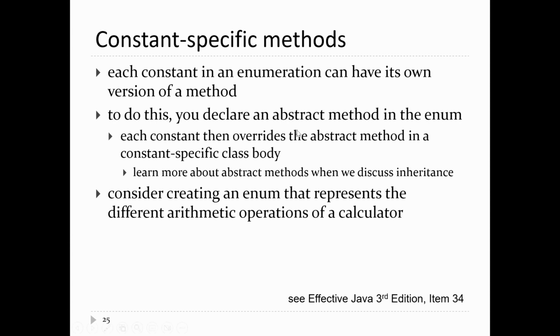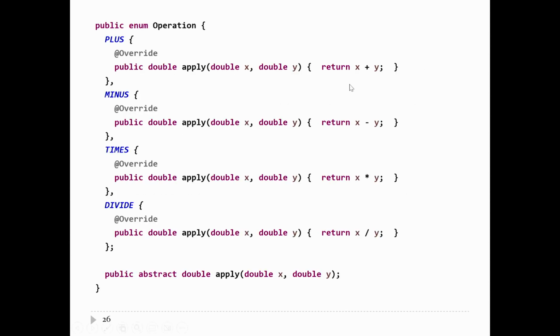Now, the way you do this is you declare what's called an abstract method in the enumeration. So let me just show you what that looks like. Here's my enumeration called operation. I've got plus, minus, multiply, divide. Down here, I've got my abstract method. It's public, then there's the word abstract. The method apply takes in two values, x and y, computes the operation for x and y, and returns the value.